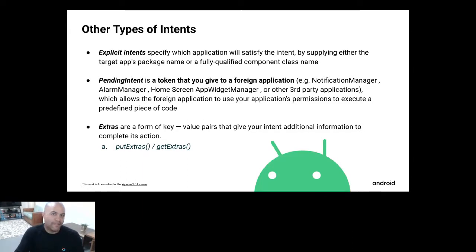So you pass some additional metadata using put extras, get extras, and whatnot. And then you can consume that on the other side, pull that information, and perform your action in a better way.